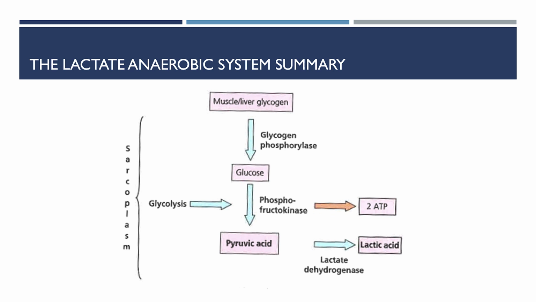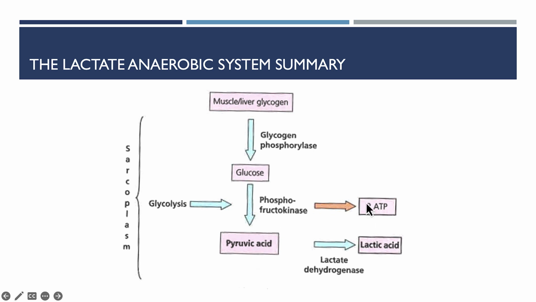So, here we can see a breakdown of the lactic anaerobic system in summary. The glycogen is broken down, and comes from our muscles and our liver. This is then turned into glucose, and this glycolysis process takes place. So our phosphofructokinase breaks down to pyruvic acid.